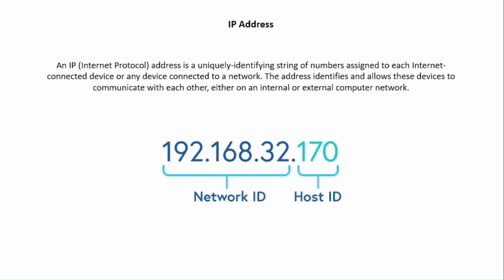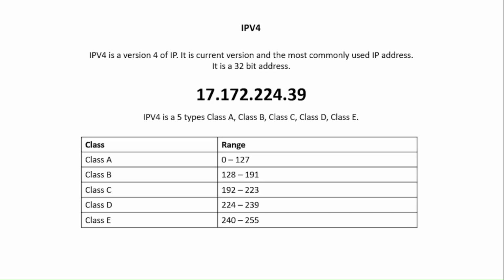Next is IP address. IP, also known as Internet Protocol, is a unique identifier, a string of numbers, assigned to each internet-connected device. The address identifies and allows those devices to communicate with each other on an internal or external computer network. An IP address is basically designed so that the first three numbers are the network ID and the last is the host ID. Next, IP addresses are basically of two types, IPv4 and IPv6.